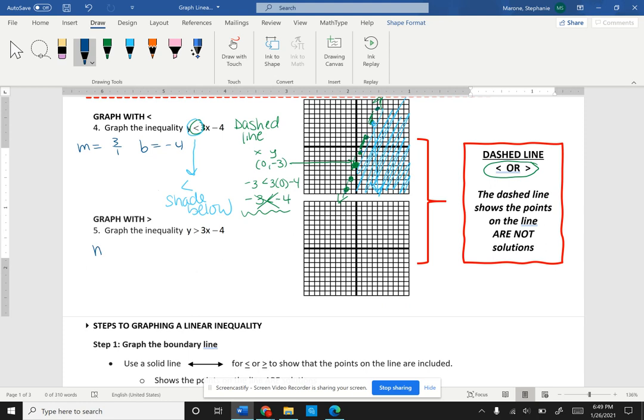Again, the next one, start out the same way. The slope is 3 over 1. The y-intercept is negative 4. Just like the last problem, this is going to be a dashed line because there's no equal to. We are not including the points on this line. They're not solutions. So I'm going to make a dashed line, or try to make it look dashed as best I can. And then we're going to figure out where to shade it. Again, like before, if it's greater than, it's going to be above that line. So I go to any point on that line and I shade above it.